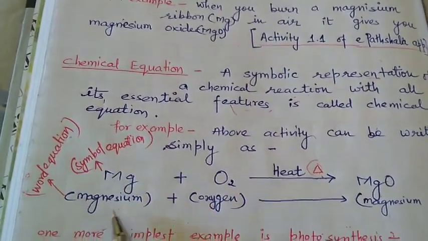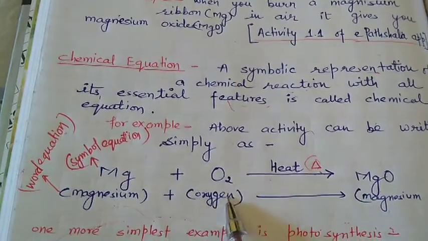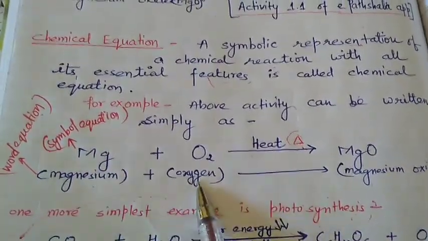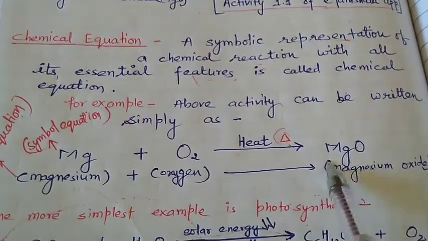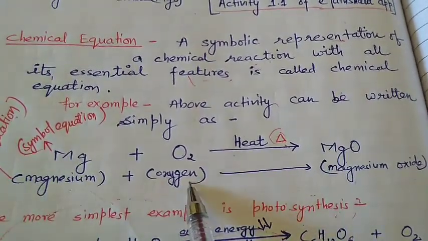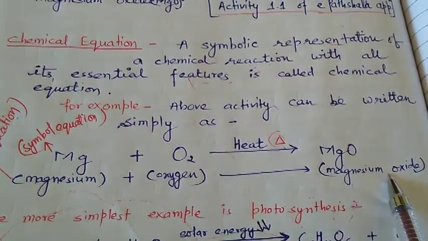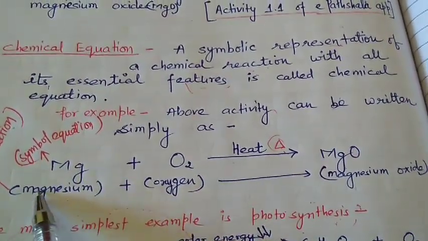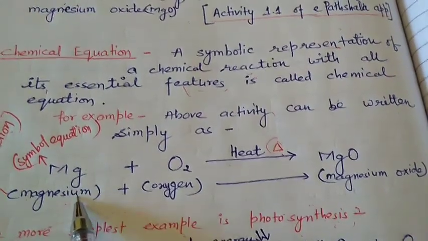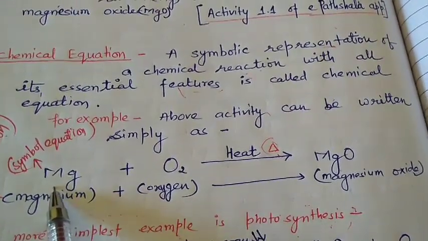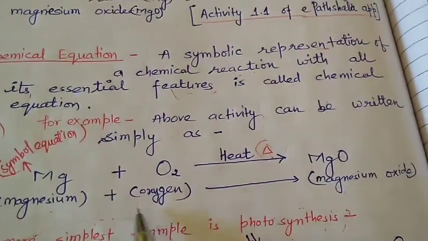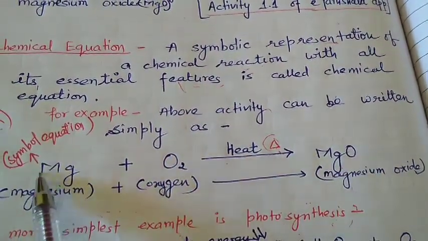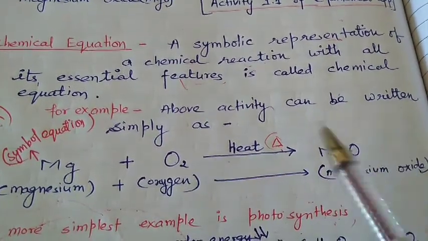In a word equation, you write the whole names of the substances you are using and then the products you are getting. For example, you took magnesium, then you took oxygen, and on heating you get magnesium oxide. Magnesium plus oxygen equals magnesium oxide. This is the word equation. Now you don't write magnesium as the full word; you just write its chemical symbol, Mg. Write oxygen as O2, heat, and MgO. This is known as the symbol representation.